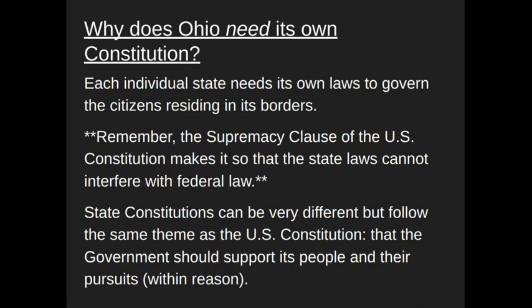So, using that system of federalism that we've talked about all year, we know that there's a lot of power that's relegated to the states that the federal government doesn't have, or they at least share with the states. And each individual state needs its own laws to govern the citizens residing in its borders. So nothing can go against the U.S. Constitution, but the state constitutions can complement it. They still have to follow the same theme of personal freedoms and a government for the people, by the people, not a government that is controlling people.